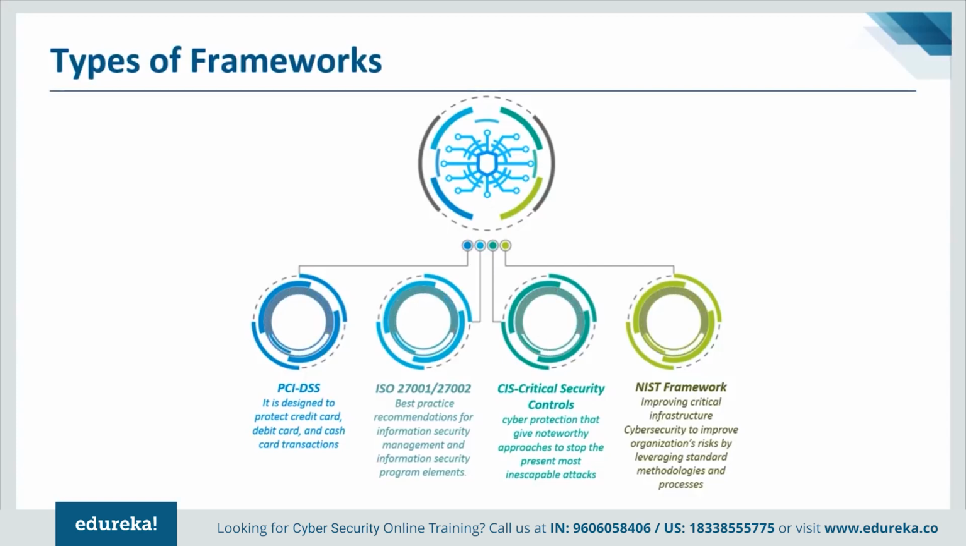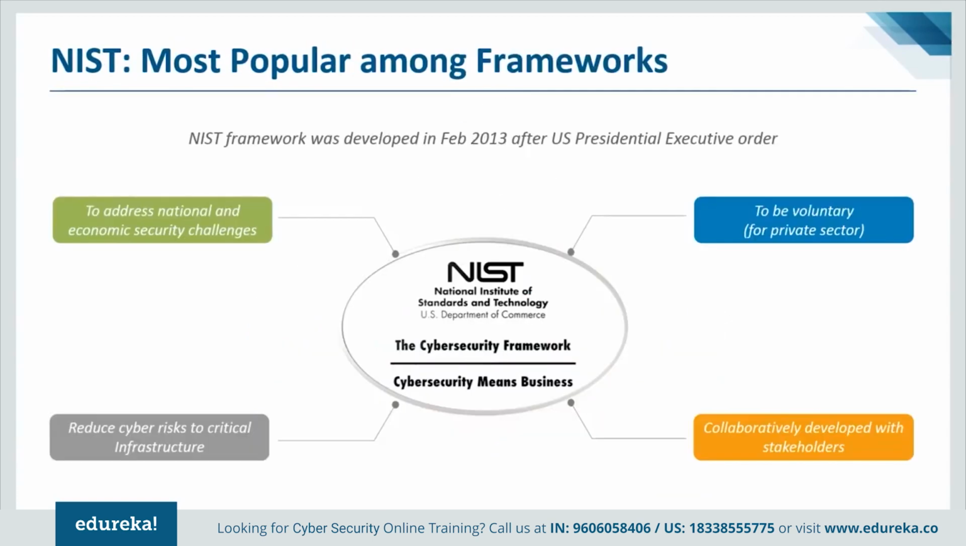Last but not least, we have the NIST framework. Now, the NIST framework is made for improving critical infrastructure cybersecurity, with a goal to improve organizations' readiness for managing cybersecurity risk by leveraging standard methodologies and processes. Now, out of all the frameworks we just discussed, NIST is the most popular framework. NIST was developed in February of 2013 after the US presidential executive order.